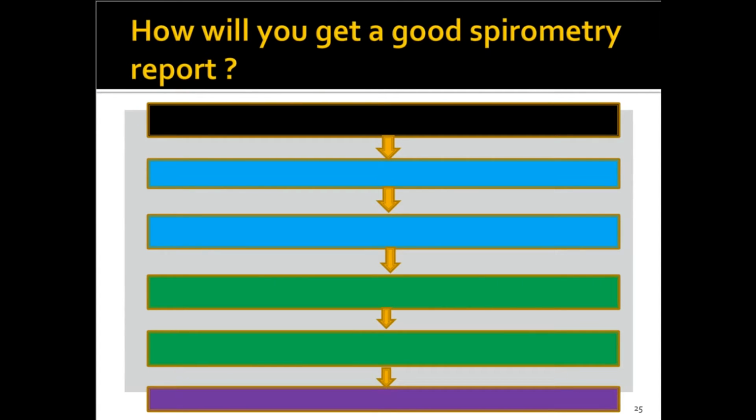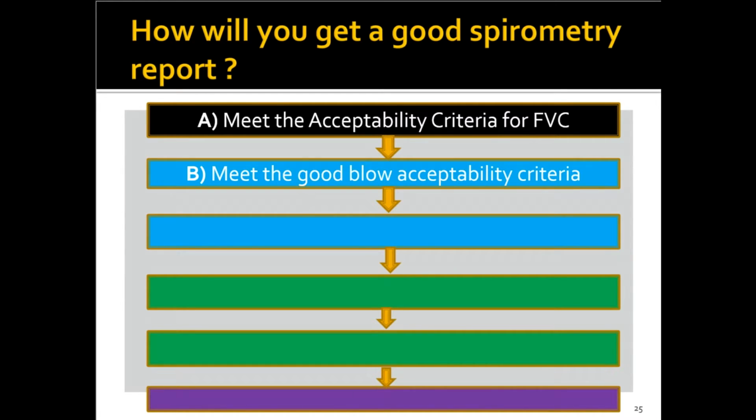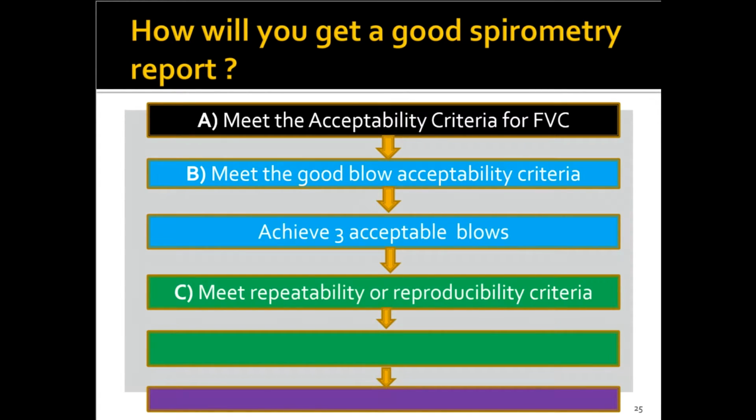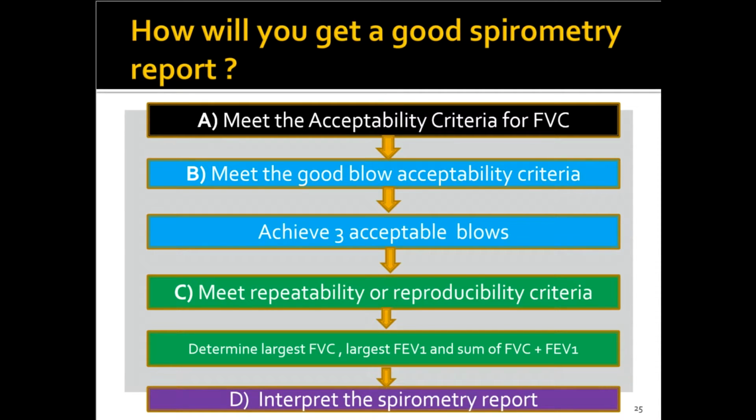How will you get a good spirometry report? A. Meet the acceptability criteria for FVC. B. Meet the good blow acceptability criteria. Achieve 3 acceptable blows. C. Meet repeatability or reproducibility criteria. Determine largest FVC, largest FEV1 and sum of FVC plus FEV1. D. Interpret the spirometry report.